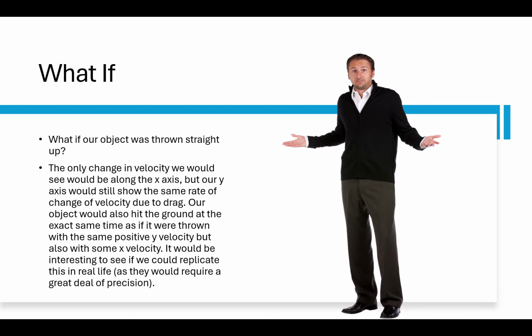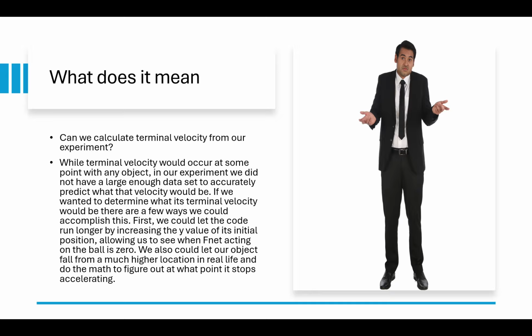What if our object was thrown straight up? The only change in velocity we would see would be along the x-axis, but our y-axis would still show the same rate of change of velocity due to drag. Our object would also hit the ground at the exact same time as if it were thrown with the same positive y velocity, but also with some x velocity. It would be interesting to see if we could replicate this in real life, as it would require a great deal of precision.